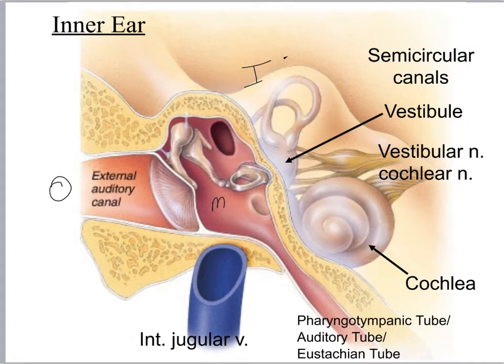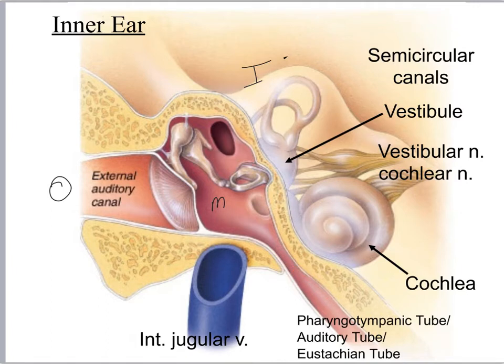So this is the cochlea, which is served by the cochlear nerve. The vestibular nerve goes to the vestibule and semicircular canals. This is not where you do sound. This is where you do balance or equilibrium. Also remember the eustachian tube right here, which goes down to the back of the nasal cavity.